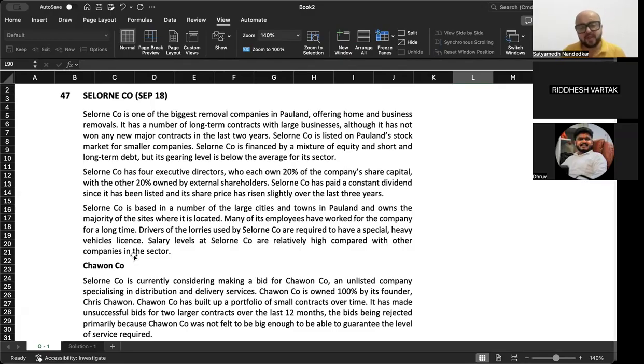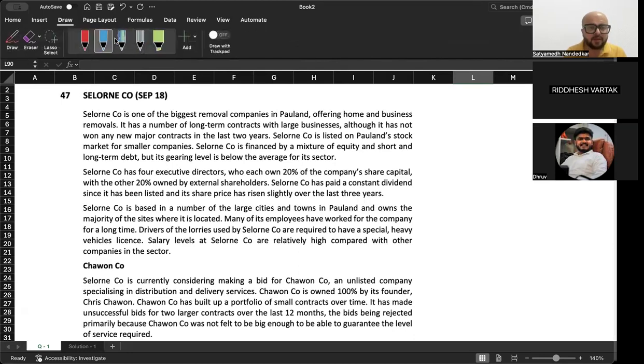Selorne Company has four executive directors who each own 20% of the company's share capital, with the other 20% owned by external shareholders. Selorne Company has paid a constant dividend since it has been listed, and its share price has risen slightly over the last 3 years.